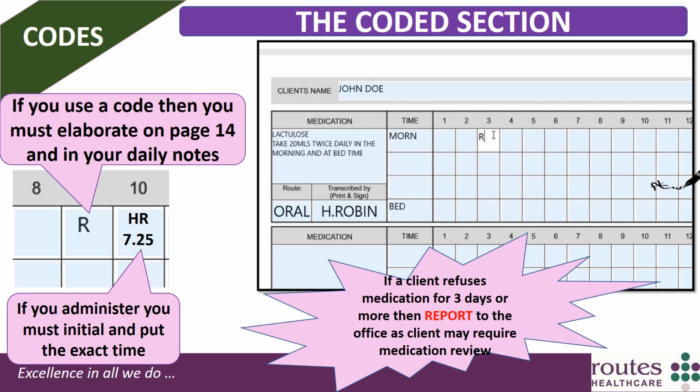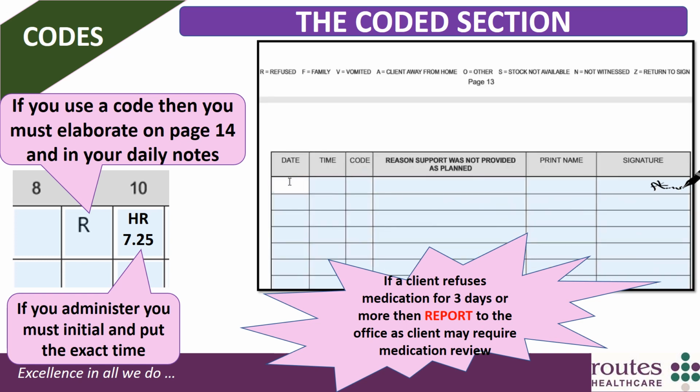I don't need to put the time or anything like that because I'm now going to elaborate on page 14. So I'm going to put the date, which is the 4th of December 2018, and the time 7 in the morning, using the 24-hour clock as always, and then I'm going to put the R in the box. The reason support was not provided as planned. Now I know that's because he's got loose bowels, and it's me, and then all I need to do is sign. H. Robinson. Brilliant. So very straightforward.